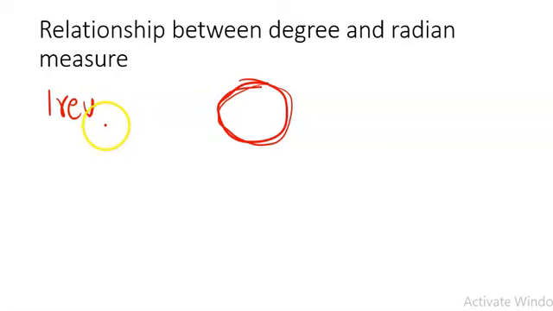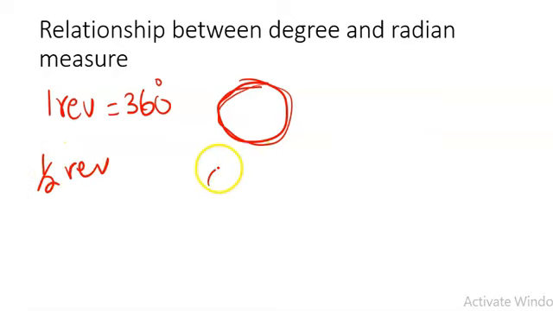What I want us to do is look at the relationship between degree measure and radian measure. The first thing we need to look at is degree. 1 revolution. When you say revolution, maybe 360. If you draw a circle like this, 360 is also called 1 revolution. Now 1 revolution is the same as 360 degrees. So if you are talking about half a revolution, what would it be? That's half of 360. Half of 360 is equal to 180.